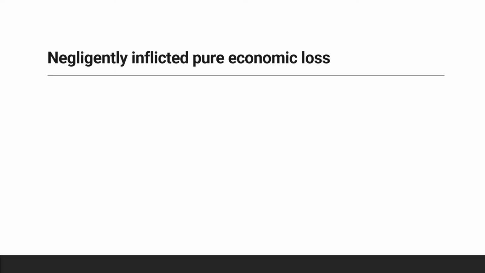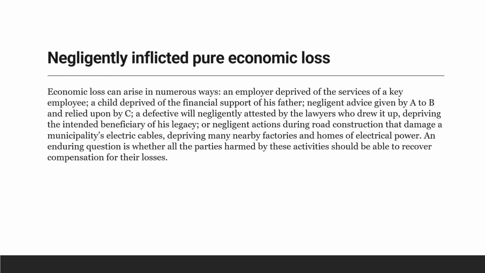Negligently inflicted pure economic loss. Economic loss can arise in numerous ways: an employer deprived of the services of a key employee, a child deprived of the financial support of his father, negligent advice given by A to B and relied upon by C, a defective will negligently attested by the lawyers who drew it up, depriving the intended beneficiary of his legacy, or negligent actions during road construction that damage municipalities' electric cables, depriving many nearby factories and homes of electrical power.